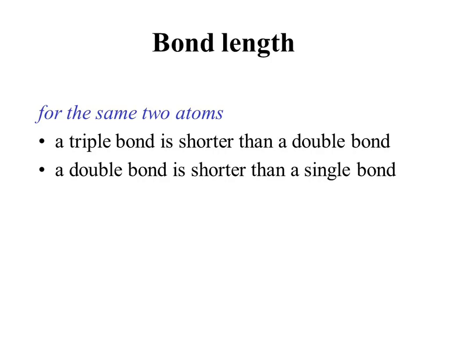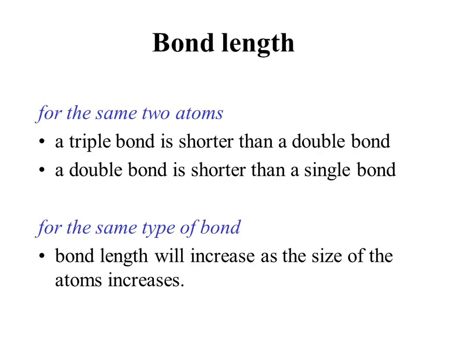Then another, separate characteristic is this. This is now comparing different types of atoms that are bonded together with the same type of bond. It says that if the size of your atom increases, then the distance between them will increase. So as the size of your atom increases, the bond length between those two atoms increases.